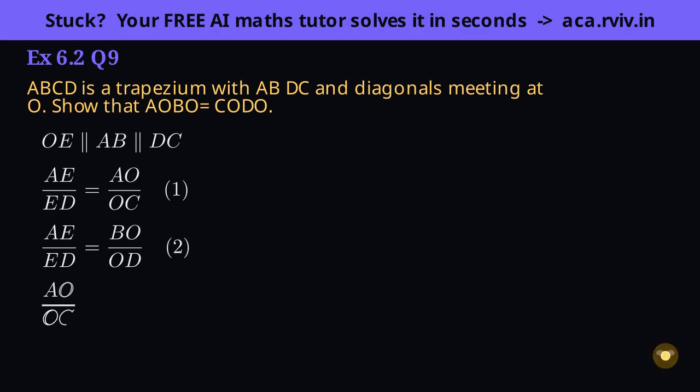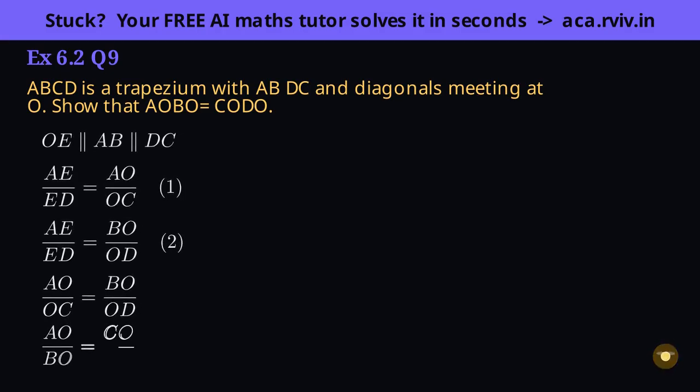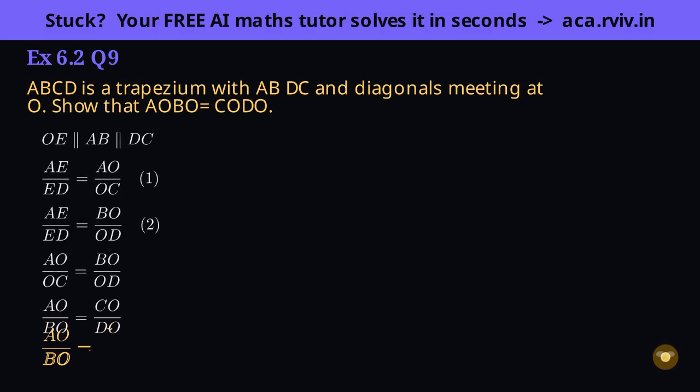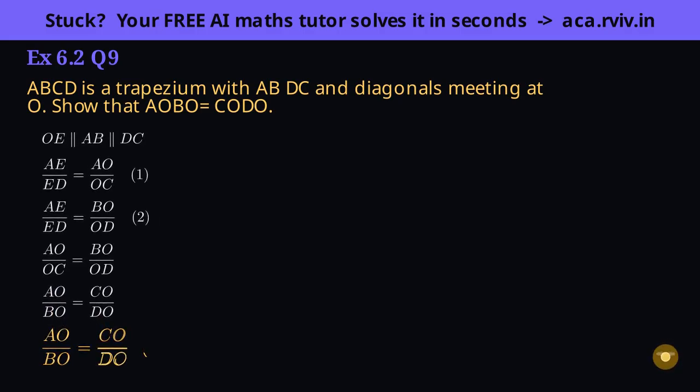Equate 1 and 2 through the common AE over ED. Cross-multiplying and rearranging gives the required form. Insight: a helper line parallel to the parallel sides converts a trapezium diagonal problem into two Thales ratios.